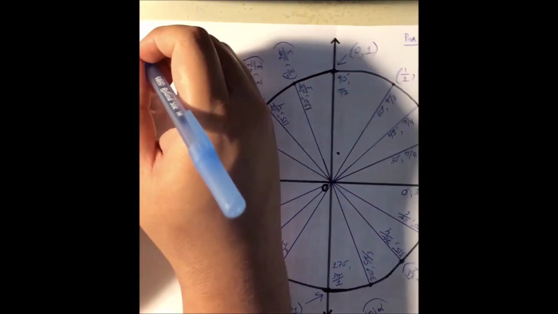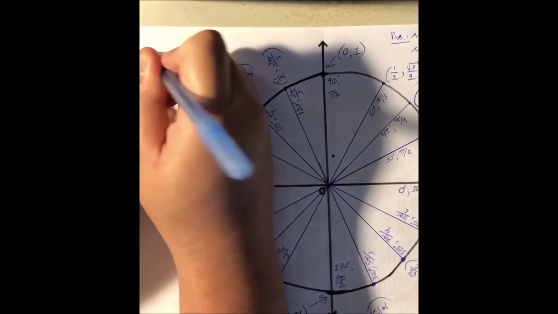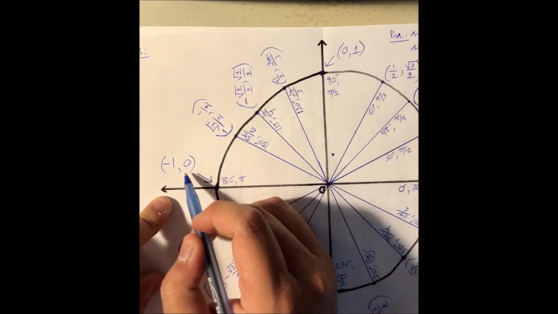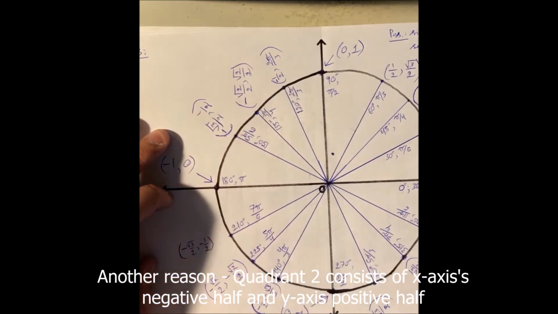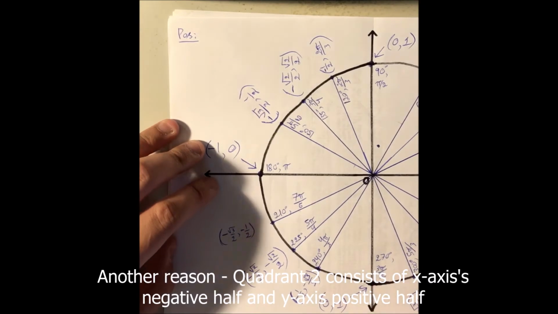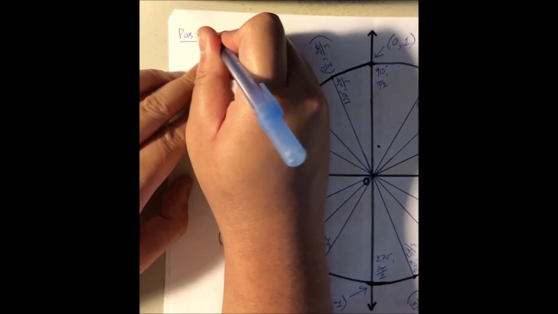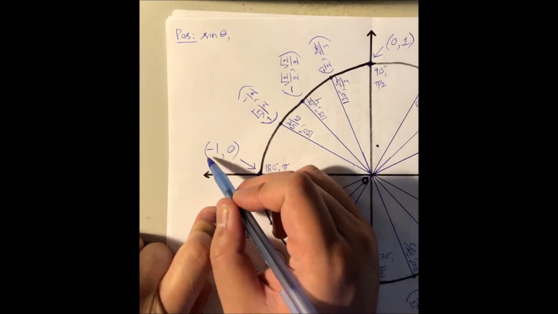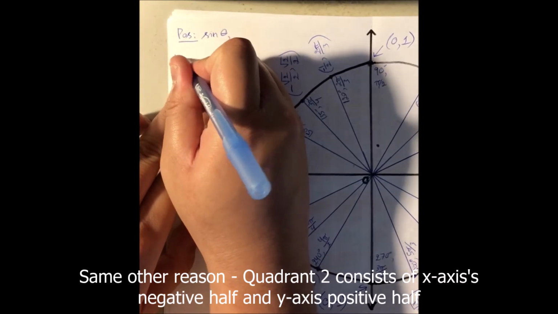Well, for quadrant 2, which trig functions are going to be positive and which trig functions are going to be negative? Well, one trig function that will be positive is the sine function, because the y-coordinates of all the angles in quadrant 2 are positive, and since the sine function in trigonometry is the y-coordinate of the standard angles, we know sine of theta is positive. But cosine of theta is going to be negative because the x-coordinates of all the angles in quadrant 2 are negative.